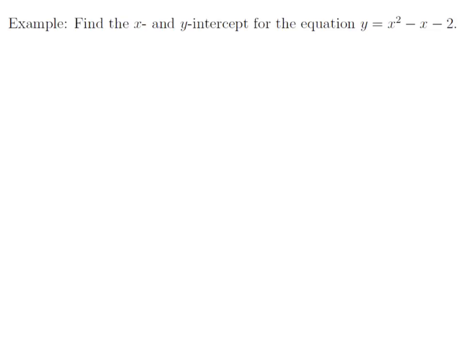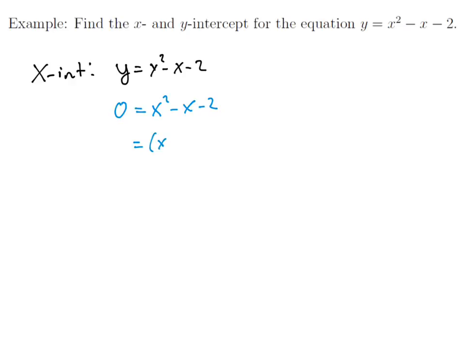So let's look at this example. Find the x and y-intercept for the equation y equals x squared minus x minus 2. So for the x-intercept, what we want to do is set y equal to 0. So we're going to say 0 is equal to x squared minus x minus 2. So we need to solve for x. This is a quadratic. We can solve this simple quadratic by factoring. We're going to have x minus 2, x plus 1. And then we just set each of those equal to 0 and solve. So x is equal to 2, and x is equal to negative 1.